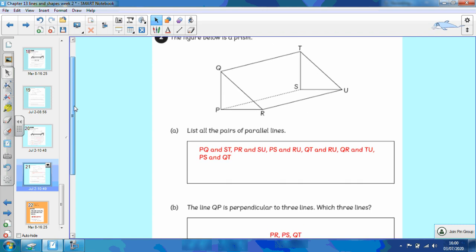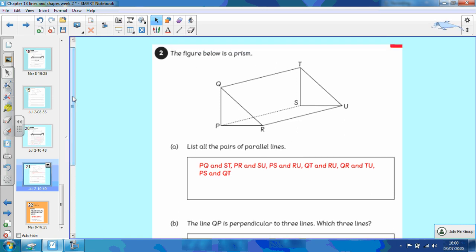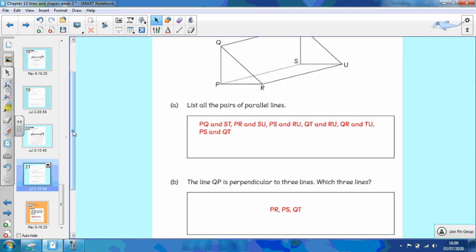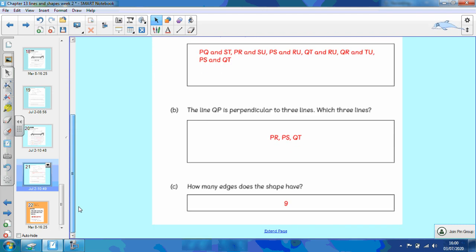Okay, B. The line QP is perpendicular to 3 lines. Which lines? Okay, I'm going to see if I can do this without looking at the answers. The line QP is perpendicular to 3 lines. Okay. So it meets this line here at a right angle, so it's perpendicular to PR, is also perpendicular to PS, and it's also perpendicular to QT. Let's have a look. PR, PS, QT. Well done, Mr. Ballard.